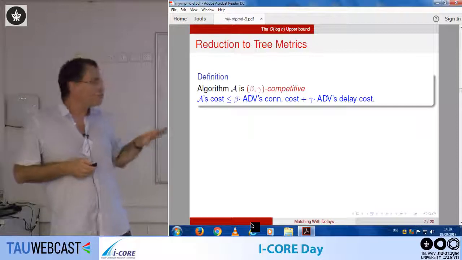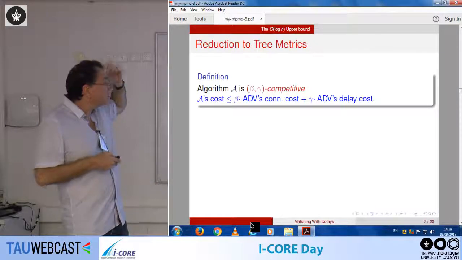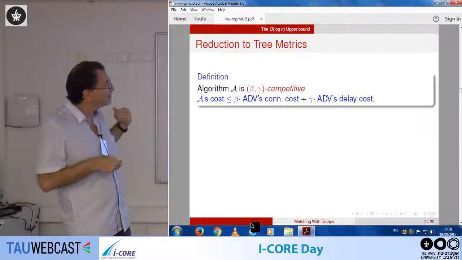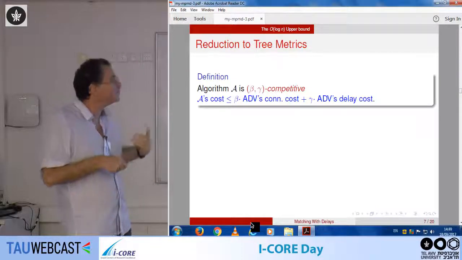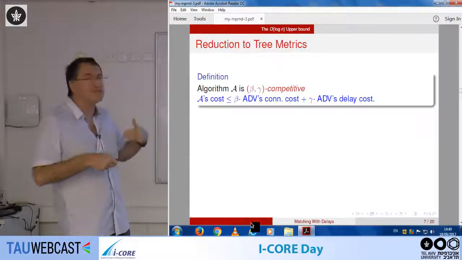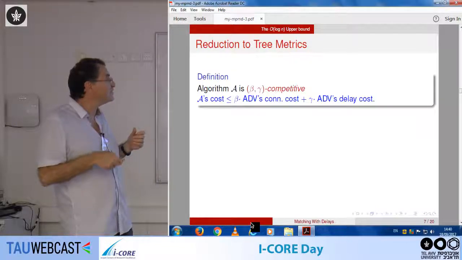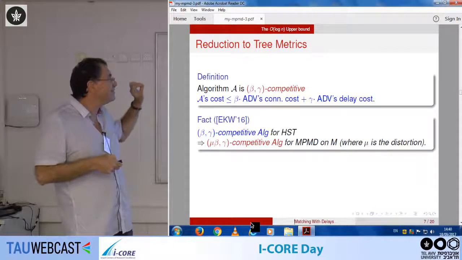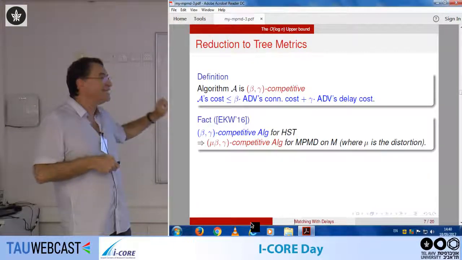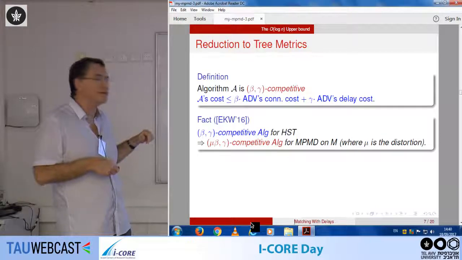It's not so important to understand it, but whoever wants to know it more exactly, we actually define an algorithm which is beta-gamma competitive. It will be beta competitive in the connection cost and gamma competitive in the delay. So the algorithm will be beta-gamma competitive. Such an algorithm is in particular the maximum between beta and gamma competitive. And the advantage of this definition is when we lose in the embedding, we lose only in the beta, we don't lose in the gamma.